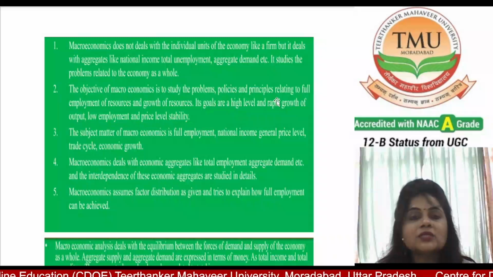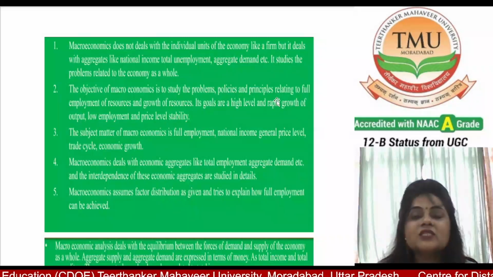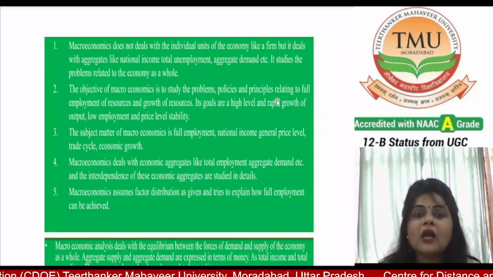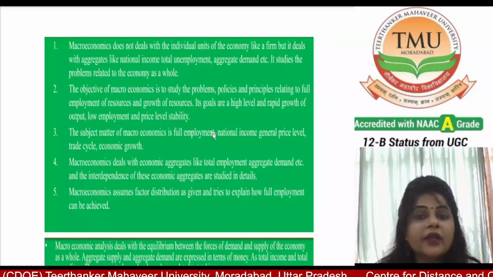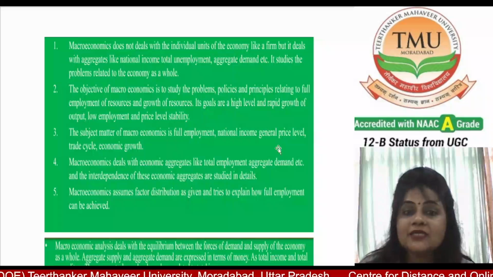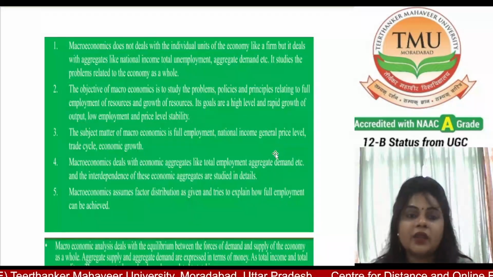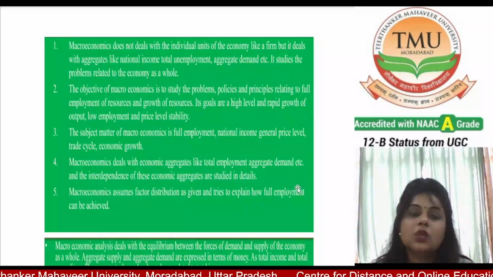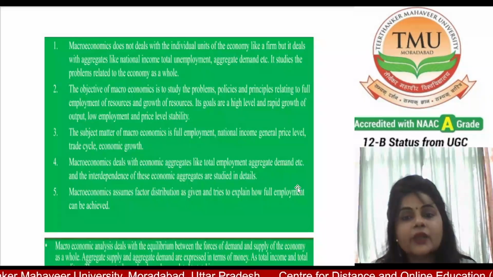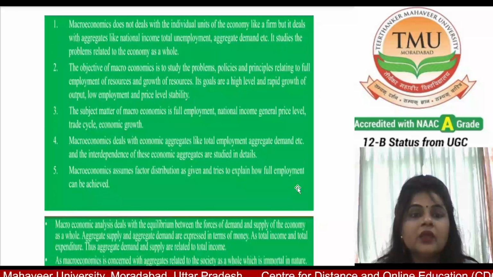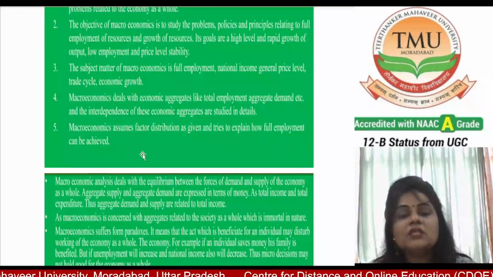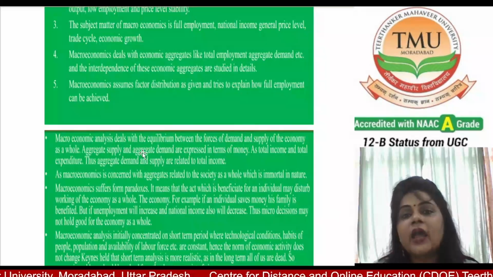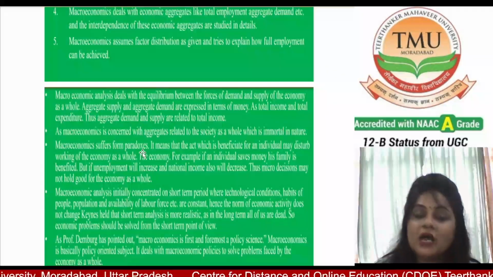The objective of macroeconomics is to study the problems, policies, and principles relating to full employment of resources and growth of resources. Its goals are a high level and rapid growth of output, low unemployment and price level stability. The subject matter of macroeconomics is full employment, national income, general price level, trade cycle, economic growth. Macroeconomics deals with economic aggregates like total employment, aggregate demand, etc., and the interdependence of these economic aggregates is studied in detail. Macroeconomics assumes factor distribution as given and tries to explain how full employment can be achieved.